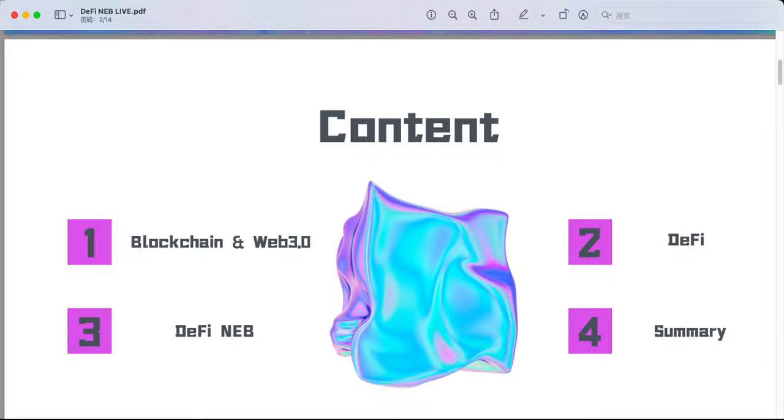For the second part, I will introduce the concept of DeFi, compare traditional finance and DeFi, and introduce the advantages and disadvantages of DeFi for you guys. For the third part, I will go through the whole project of NEB Finance. And for the last part, I will do a roll up of the 3 parts.